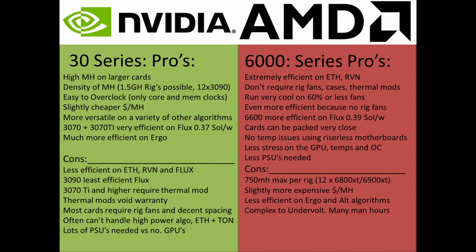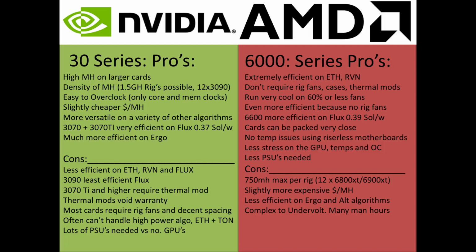The only one that I can't really mine on that rig is ETH plus ton, at least not at the full 1800 core clock. If I scale it back, then it should be fine. Yeah, I'll do some testing on that in the future at some point.